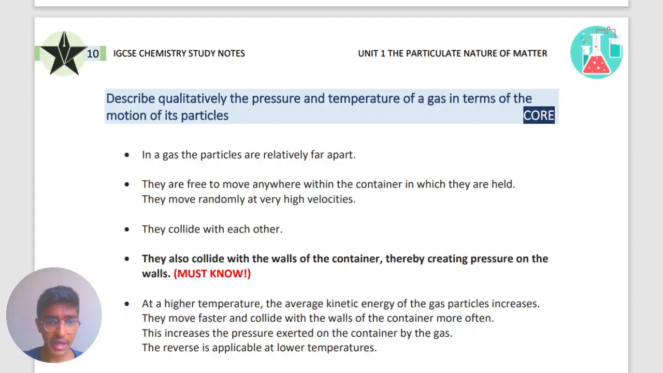At a higher temperature, the average kinetic energy of a particle will increase. They move faster and collide with the walls of the container more often. This increases the pressure exerted on the container by the gas. Okay, so this is how there is an increase in the pressure because of an increase in temperature. So you can see how everything is related to the kinetic energy. Now I've been saying this throughout the video, so I hope you understand kinetic energy. Okay, so kinetic energy is related to pressure too.